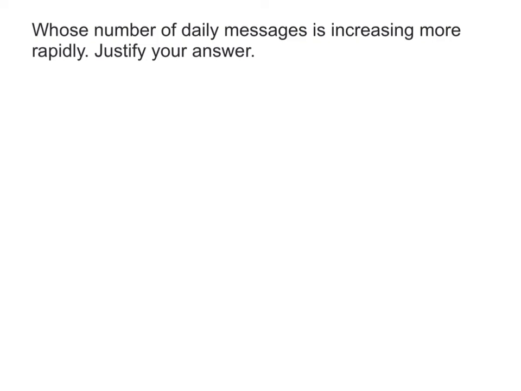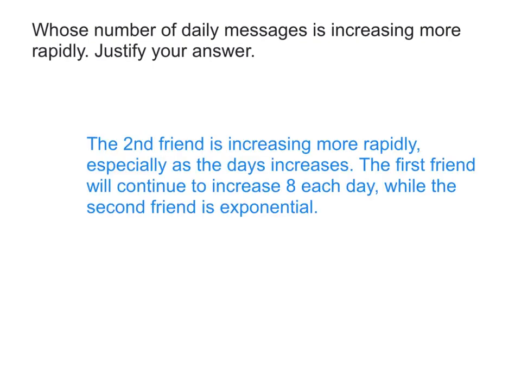So now they want to know whose number of daily messages is increasing more rapidly. Justify your answer. All right, so knowing what we know now about exponentials and linear and what the graphs looked like, especially if you sketched out that 8n, the second friend is increasing more rapidly, especially as the days increase. Maybe not on day 1, as we saw, maybe not even on day 2, but as it gets more and more, they're going exponential, so they're going to be increasing much more rapidly. The first friend will continue to increase 8 each day, but they're constant at that, while the second friend is exponential and going much faster.